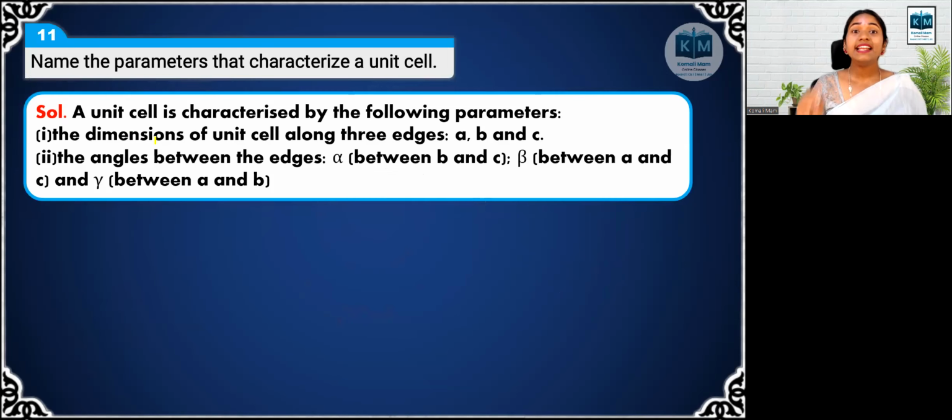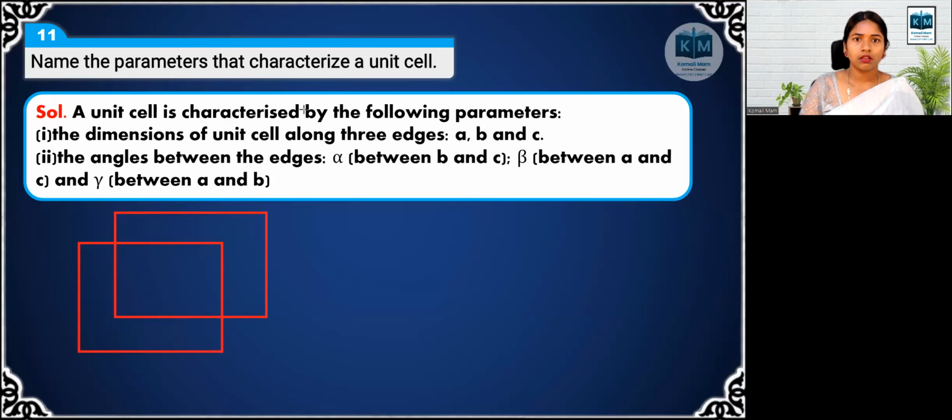Next question. Name the parameters that characterize a unit cell. Actually, if you see the cube, how will the cube structure be? This is a cube.